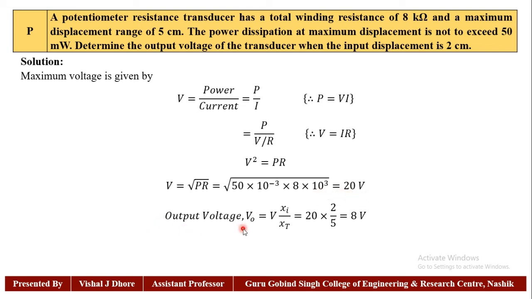The output voltage is equal to V, the input voltage, into Xi upon Xt. So the input voltage is 20 into 2 upon 5, which is equal to 8 volt. Here Xi is the input displacement, 2 centimeter, and Xt is the total displacement, 5 centimeter. So the total output voltage is 8 volt.